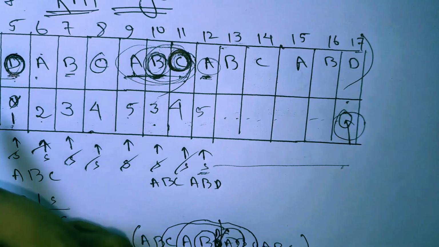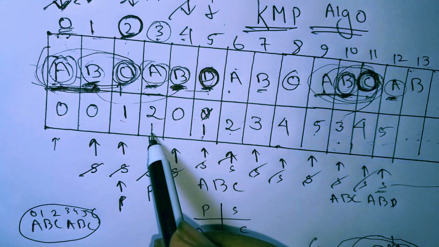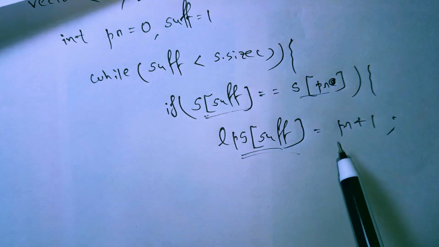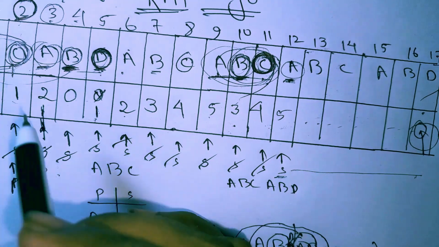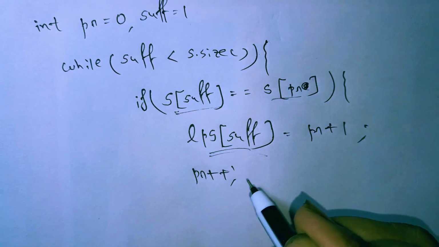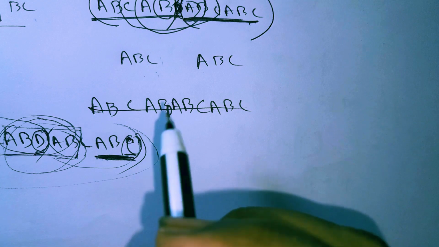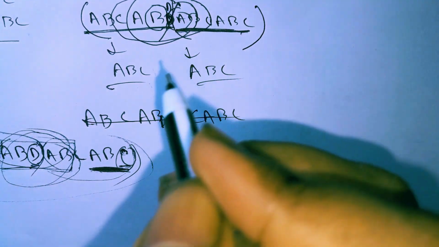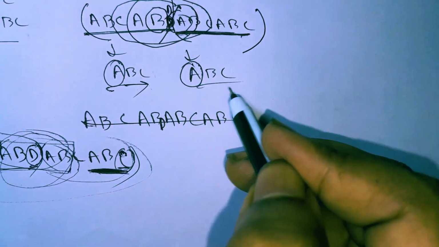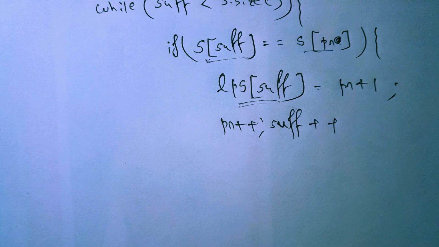Suppose this a and this a are equal, so here is my suffix pointer. So LPS of suffix pointer I will put prefix pointer index plus 1. And I have done prefix plus plus and also suffix plus plus, because you already know, consider this example ABC and ABC, my prefix is here, suffix pointer is here, and I have matched this, and I will compare whether the rest of the elements are matching or not. If it is matching, then I will also increase the prefix and also increase the suffix.